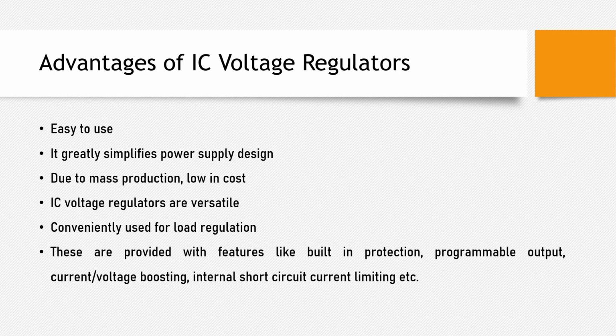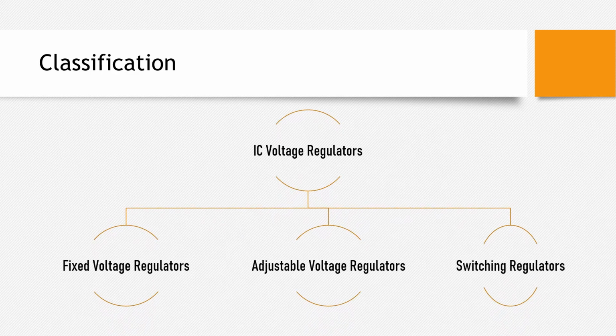There are many IC voltage regulators available depending upon the range of output voltage they are going to provide. The classification of IC voltage regulators: IC voltage regulators are classified into broadly three categories. First one is fixed voltage regulators, where the output voltage is fixed; adjustable voltage regulators, where the output voltage can be adjusted; and switching regulators, which are mainly used in power electronic circuits for switching the systems on and off. These are called switching regulators. In this session we will be seeing the fixed voltage regulators, and in the next session we will be dealing with the adjustable voltage regulators.